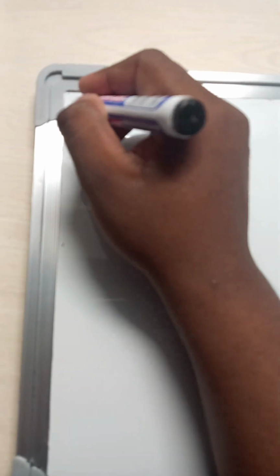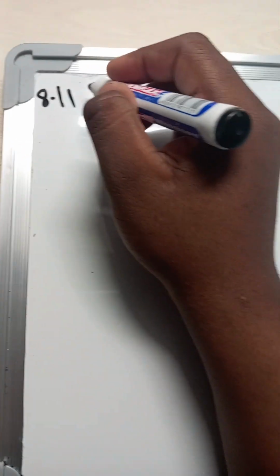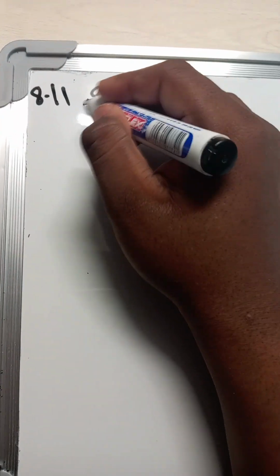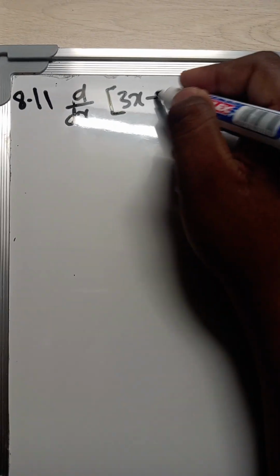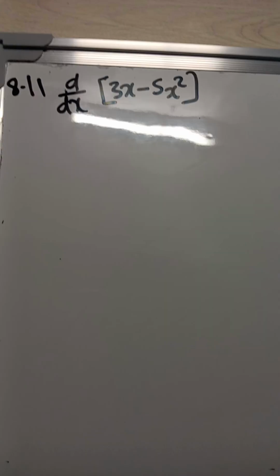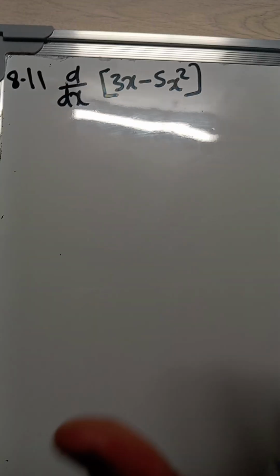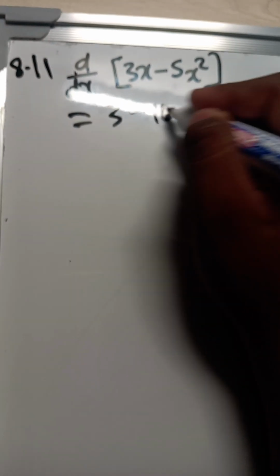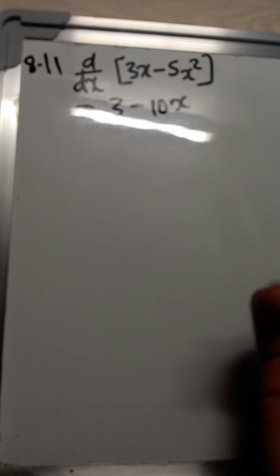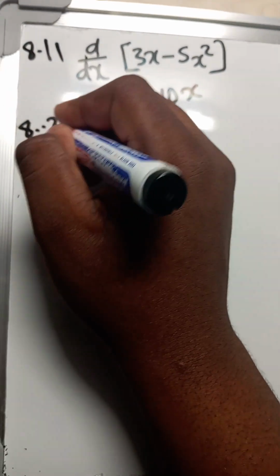So now, 8.1.1. What is it saying? They want us to determine d over dx of 3x minus 5x squared. So now I told you that whenever you do such questions, guys, you have to sort out everything in that bracket. Since everything is linear, the answer is just 3 minus 10x. Okay, then you're okay.